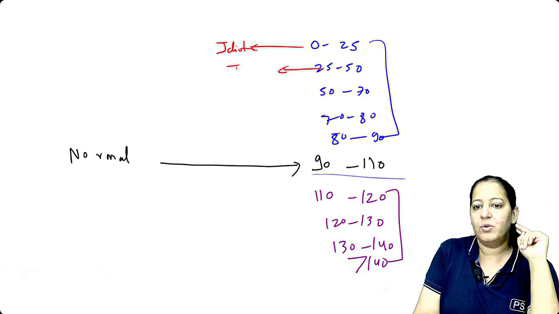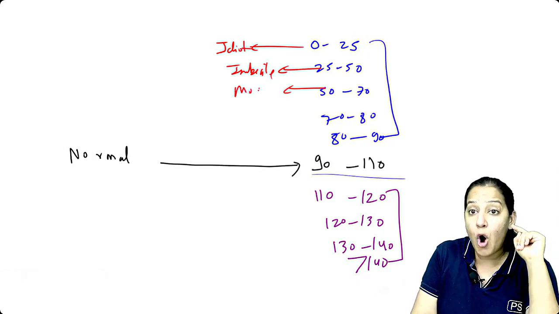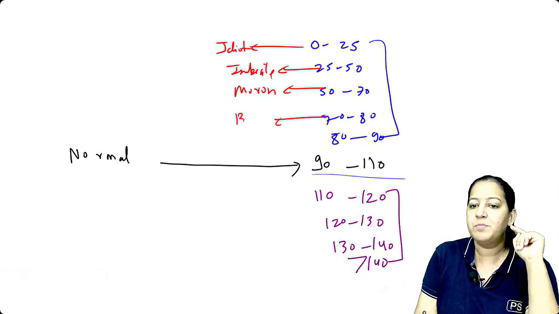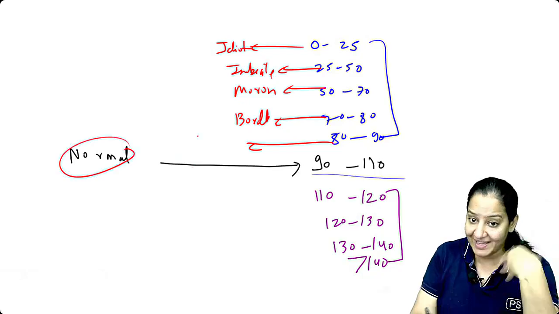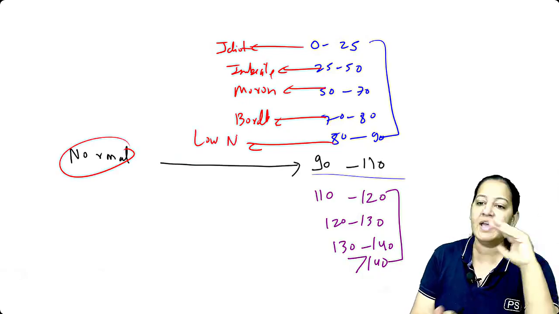This one is known as imbecile. ठीक है? This one is known as moron. ठीक है? This one is borderline. Borderline, है ना? This one is low normal. Normal से पहले क्या आता है? Low normal. ठीक है? So above are done.